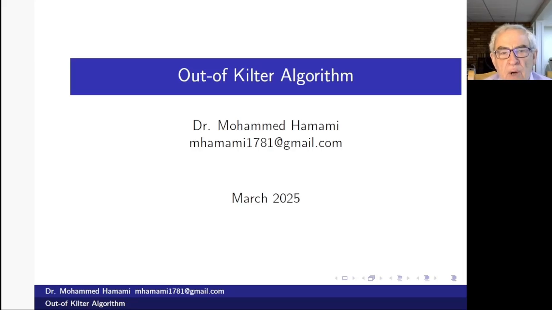Hi, this is Dr. Mohammed Hamami, and this video is about finding minimal cost circulation in a flow network. And also it describes what's called the out of kilter algorithm to solve this type of problem. I selected this problem among many other network flow problems for many reasons.